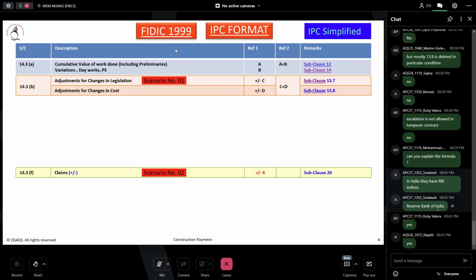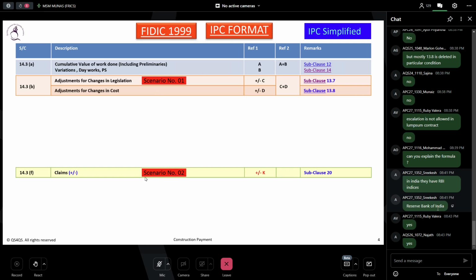So just mention scenario 2. If there is a change in legislation, let's say CIL, impact on cost plus time, then this will be in two segments. One is the cost, which will be here under 14.3b, and the prolongation claim, that cost and the time impact, will come here under 14.3f. Can you note that down?